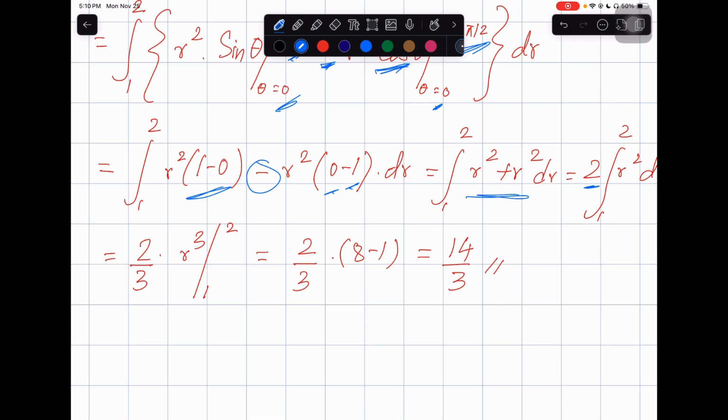2 is a constant, gets out. r squared, what is the integral of r squared? That is r cubed over 3. Now let's put in the upper and lower bounds. 2 cubed would be 8. 1 cubed would be 1. 8 minus 1 is 7. 2 over 3 times 7 gives you 14 by 3. And this is your answer.